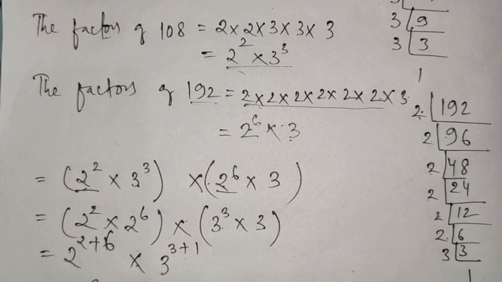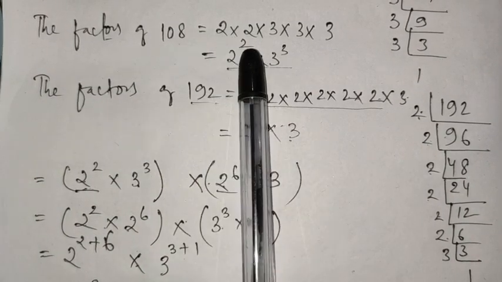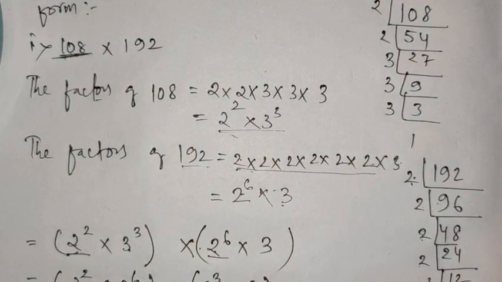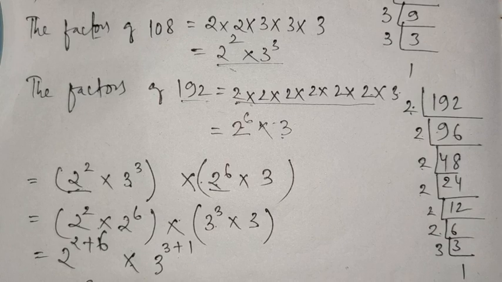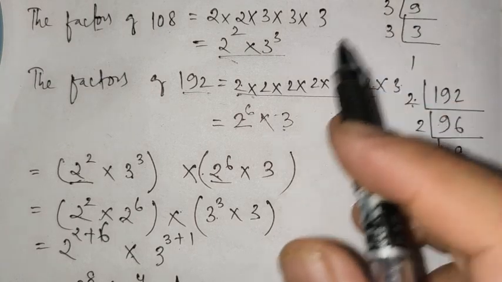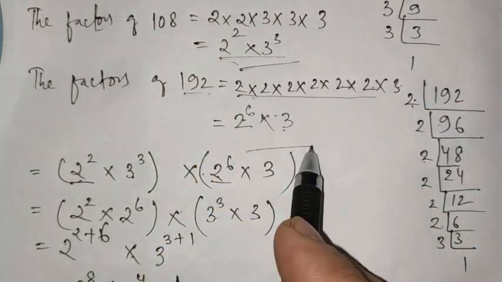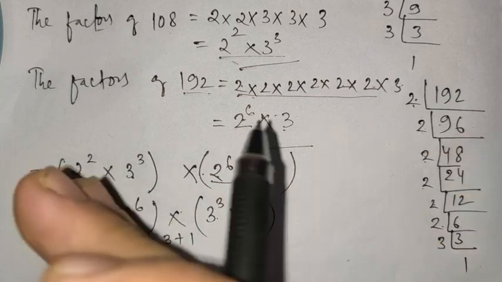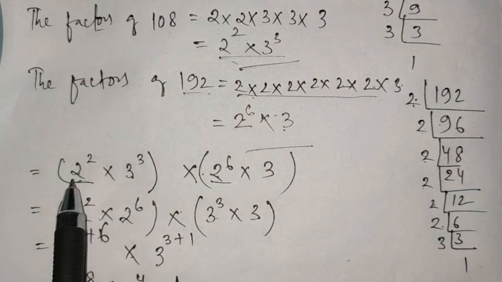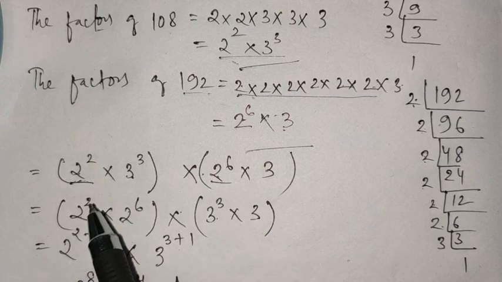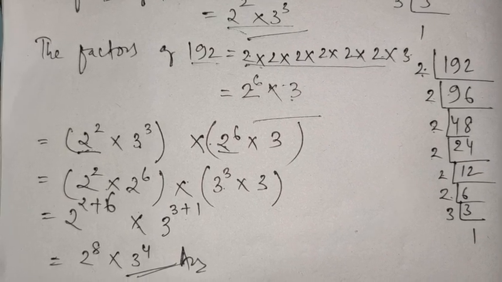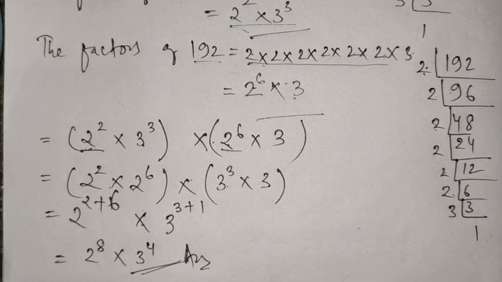I hope you have understood this. First of all, you have to find the factors of 108. How to find the factors? By doing the LCM. Similarly, for 192 also you have to take out the factors. The prime factorization method is this, and then whatever you got, write the exponential form. Now match the bases, put those with the same base together, then apply the rule, and you will get your answer, 2 to the power 8 into 3 to the power 4. I hope you understood this.